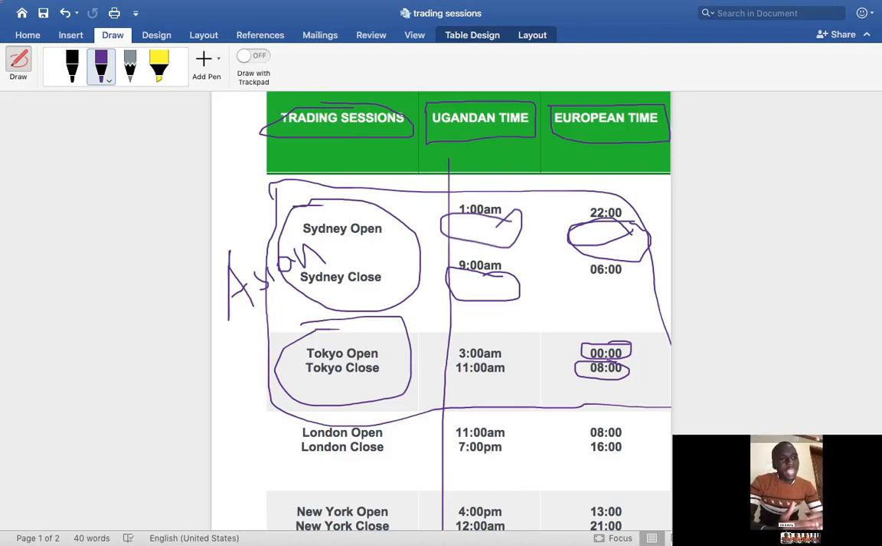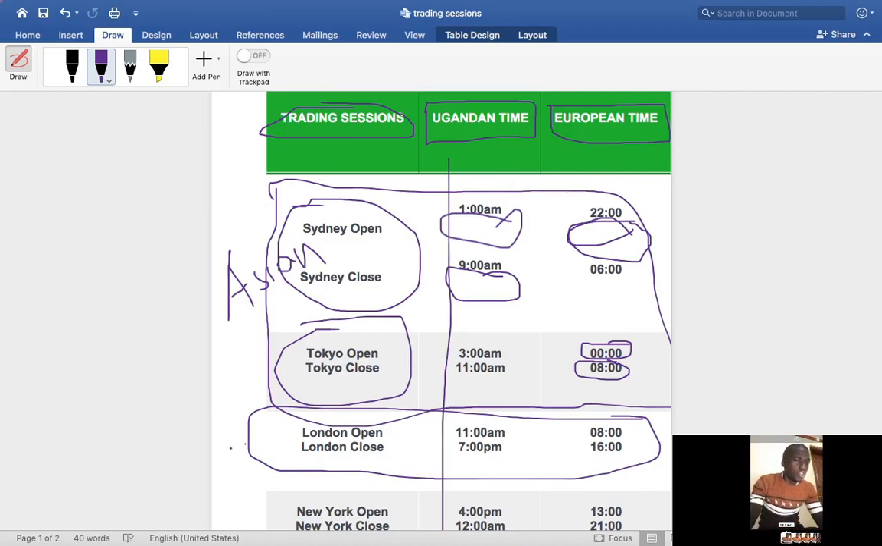Immediately after the Asian session closes, another session opens, which we refer to as the London session or the UK session. Why? It's because the major trading center in the European market is the UK, or London. In London trades the biggest volume of money and the biggest volume of traders. That's why it's also known as the capital of Forex.